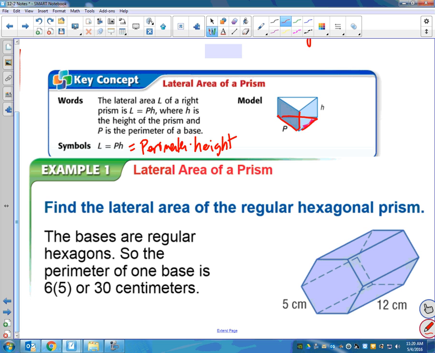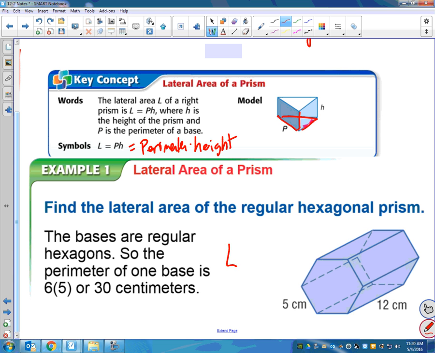So it says, find the lateral area of the regular hexagonal prism. And I maybe put some answers here already. I saw when I made copies of this that I don't think I was supposed to put that in. I gave you part of the answer. It says the bases are regular hexagons. So the perimeter of one base is 6 times 5, which is 30 centimeters. You agree with that statement?